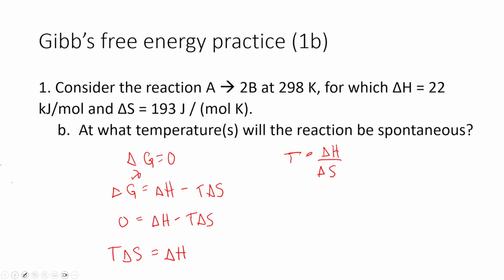So what would I fill in here for delta H and delta S? Yeah, exactly. So we use our same delta H from before, so 22 kilojoules per mole. And again, we have to convert our delta S to kilojoules per mole, which we already know is 0.193 kilojoule per mole. Okay, so now the units cancel out, we're left with temperature, so 22 divided by 0.193, like you said, is about 114.